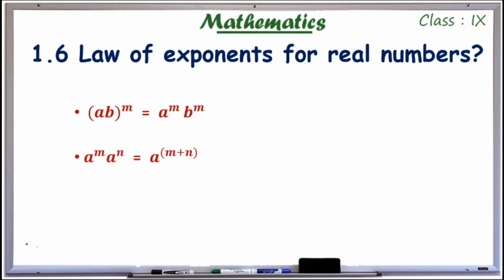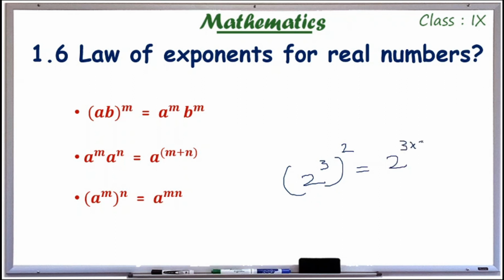So a raised to m into a raised to n is equal to a raised to m plus n. Suppose it is 2 raised to 2 into 2 raised to 3. I can write it as 2 raised to 2 plus 3, which is equal to 2 raised to 5. Both are same. a raised to m all raised to n is equal to a raised to m into n. So if it is 2 raised to 3 all square, it is equal to 2 raised to 3 into 2. This 3 and 2 can be multiplied. So I will get the answer 2 raised to 6.